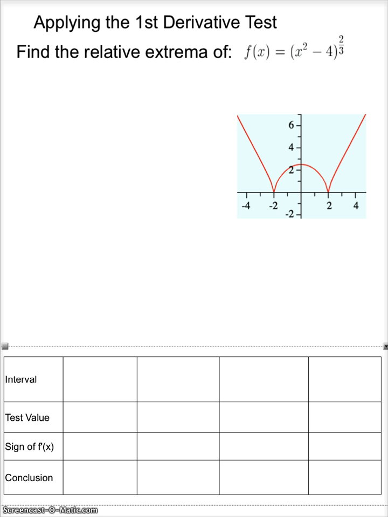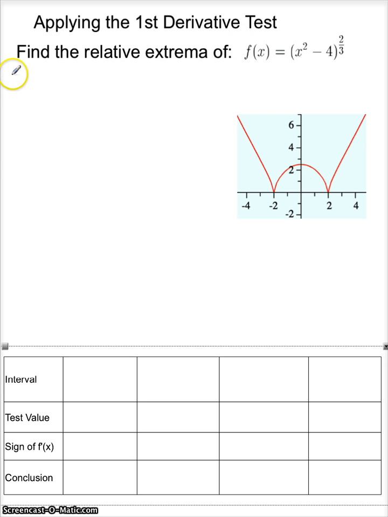All right, now let's apply the first derivative test to a problem like this. f of x is x squared minus 4 to the 2/3. Now be very careful when you stuff this in your calculator. The first problem I could put in my calculator and find the answer actually pretty easily, but this one my calculator actually gave me a wrong graph, so you can't just look at it and graphically analyze it.